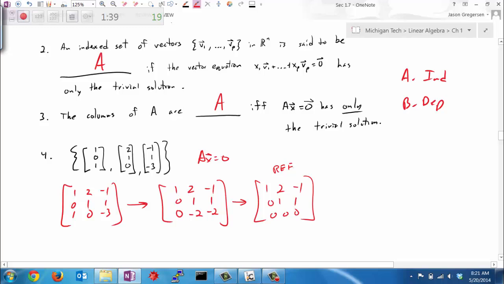So what do I know about the solutions to this homogeneous equation? Is there one solution or are there infinitely many solutions? Infinitely many because I have that free variable. x3 is a free variable. So if there are infinitely many solutions, are those vectors independent or dependent? Dependent. Right, it's independent only when there's the trivial solution. It's dependent when there are infinitely many solutions here. That one's going to be A. I'm sorry, D. B. Dependent. Okay, any questions about those?